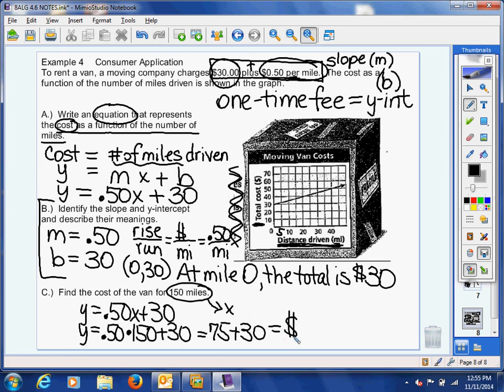We owe the moving company a total of $105 just for driving 150 miles. So I'm going to pay that flat rate fee before I even drive it anywhere off the lot even, and then I'm going to add to it 50 cents for every mile driven. All right, guys, that's it for example 4. Please write your questions down and bring them to class tomorrow.